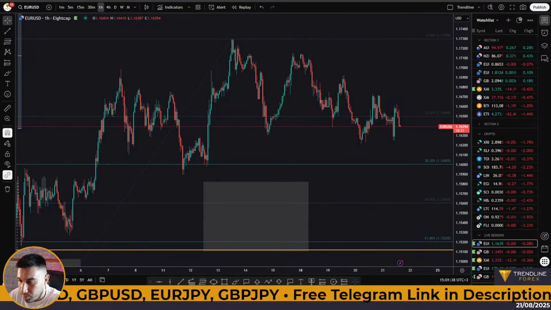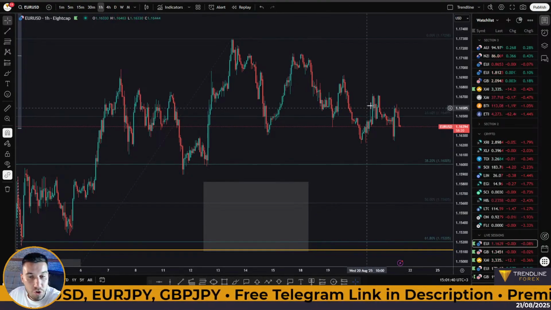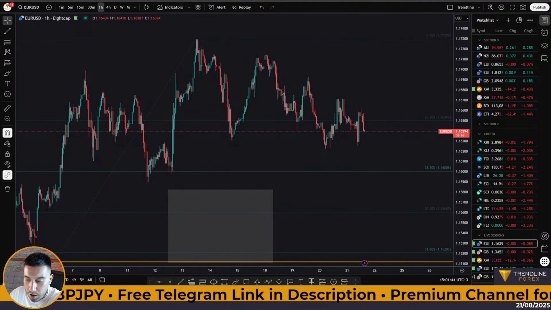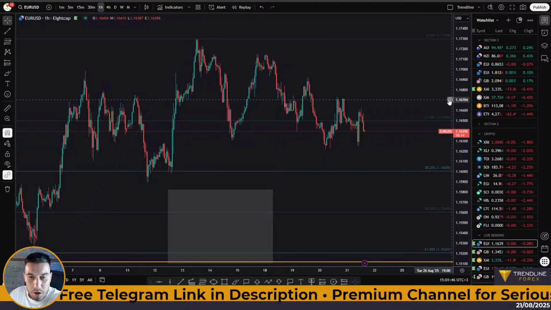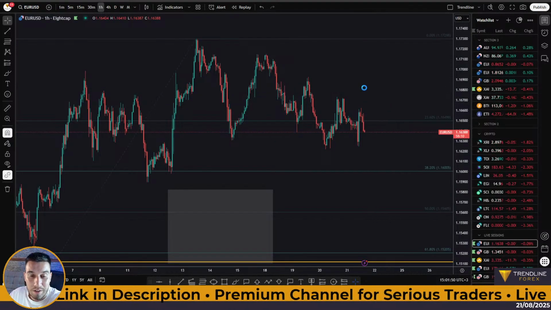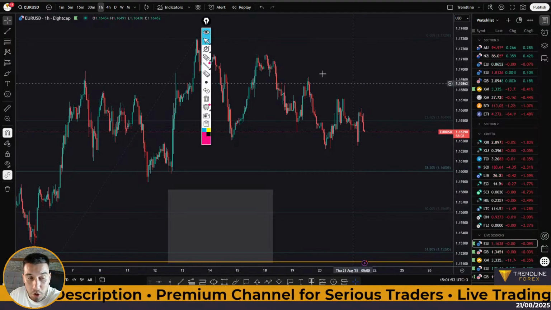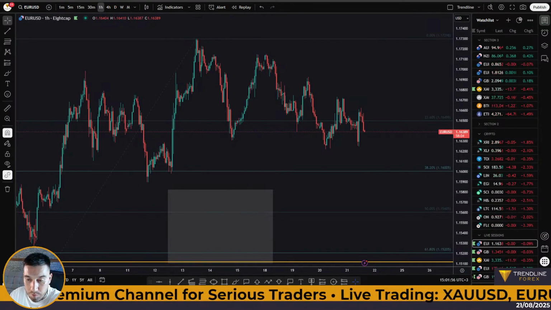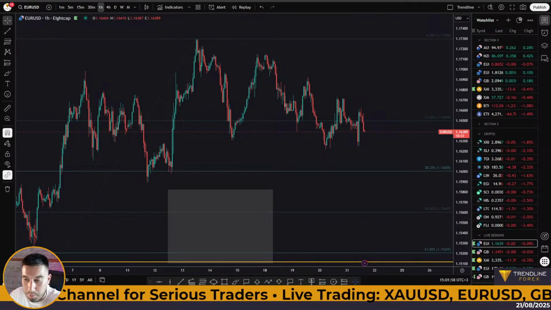So what do we got here? This is Euro Dollar, and this is the 1 hour time frame right now. I've said it many times before, we are still looking for bullish continuation. We know that the overall trend is bullish, and that it's a long-term steep trend as well. I've got my pen right here so I can draw on my chart.